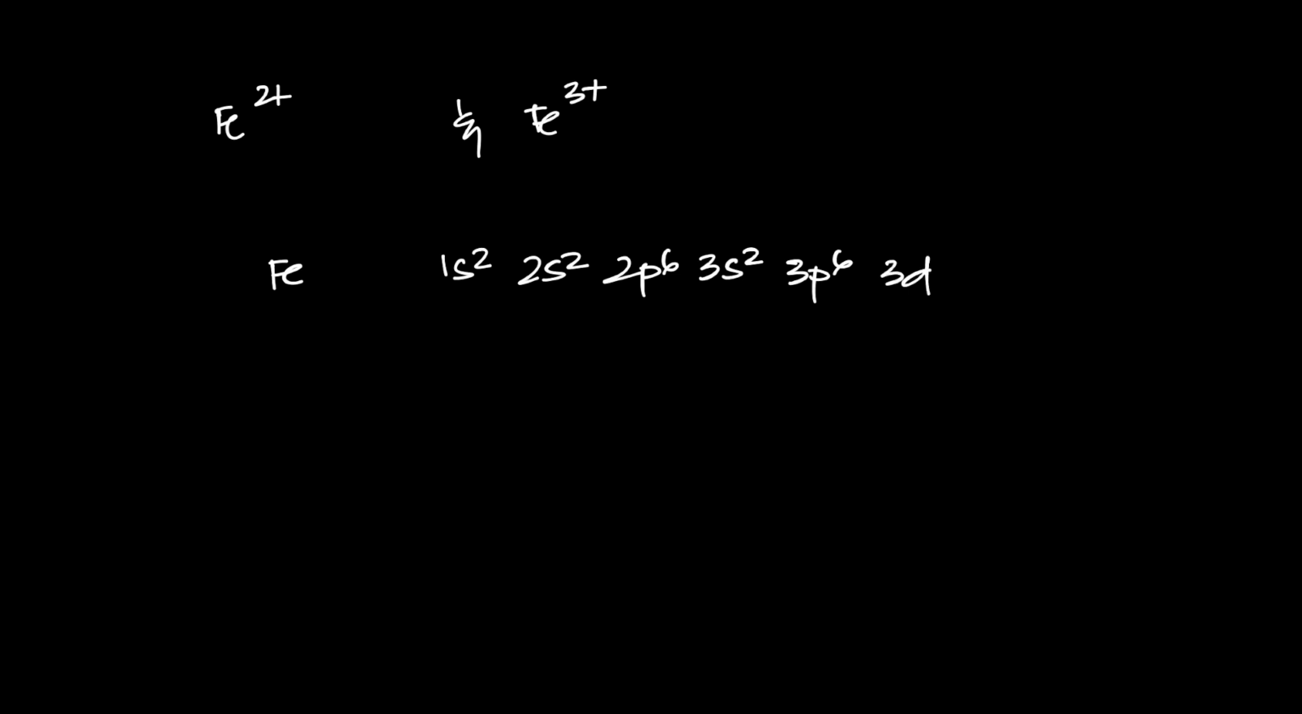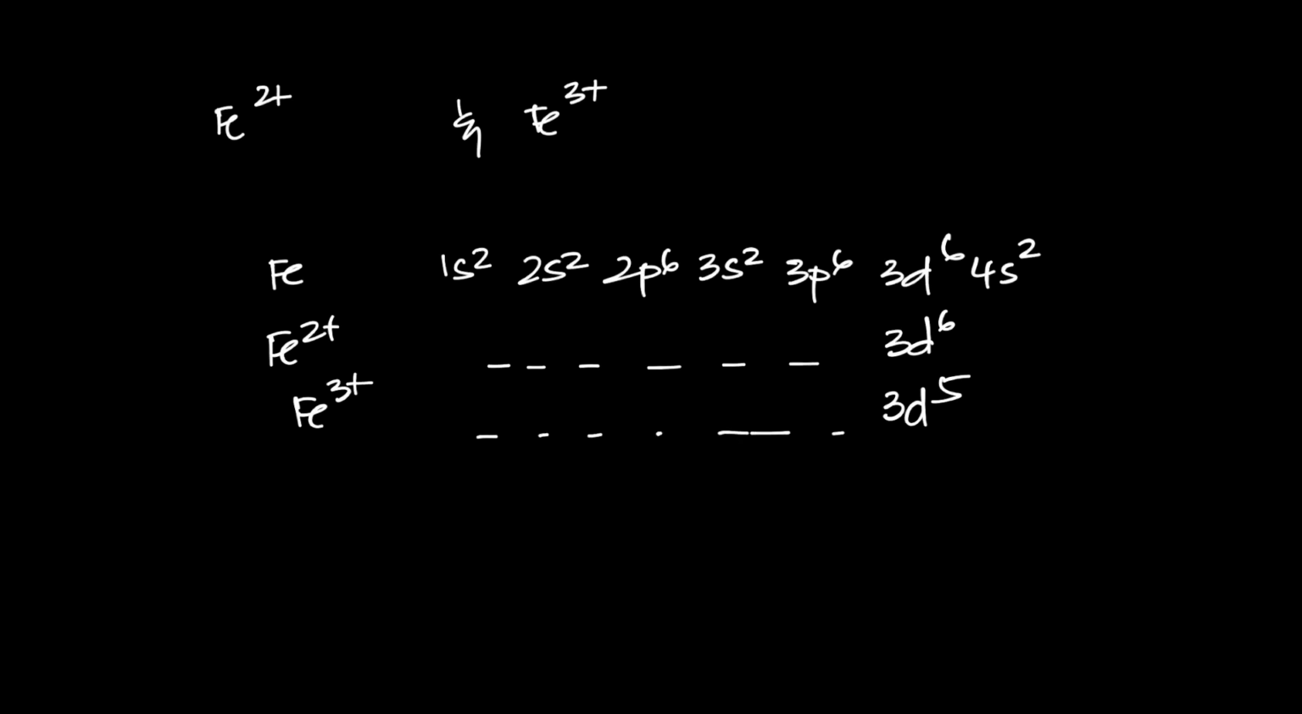4s2, and in 3d also there are 6. So when it becomes Fe2+, it only loses the 4s. And when it becomes Fe3+, it will lose the 4s2 and one from the 3d. And everything else is the same here. You know? So iron clearly has at least one ion with a partially filled d orbital. That's why iron is a good transition metal.